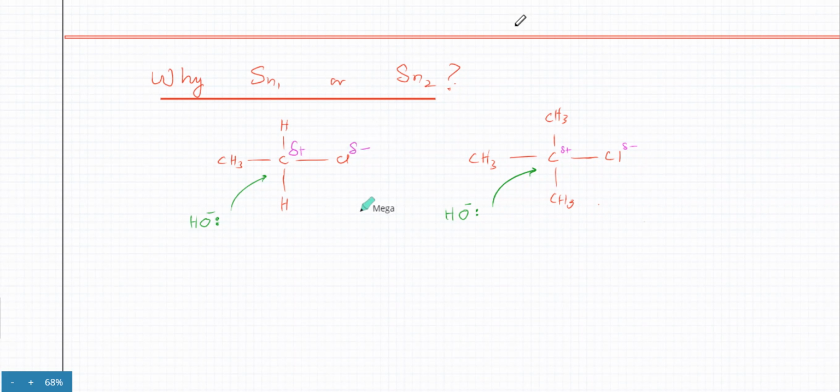What's the reason for that? The reason is the inductive effect. That is because hydrogen just has one electron, and this over here is hydrogen with one electron, right? Carbon on this side has 6 electrons, so it's going to try and pull electrons from all sides.